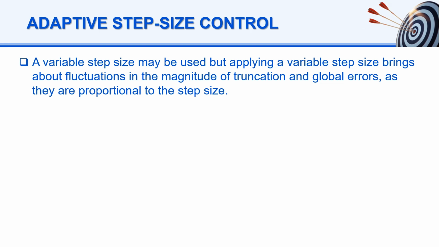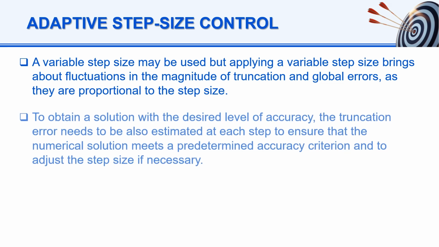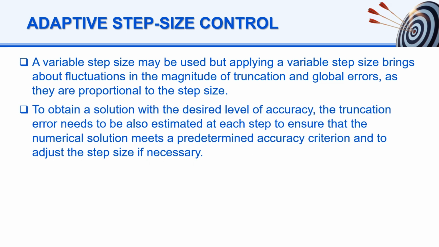A variable step size may be used, but applying a variable step size brings about fluctuations in the magnitude of truncation and global errors, as they are proportional to the step size. To obtain a solution with the desired level of accuracy, the truncation error needs to be also estimated at each step to ensure that the numerical solution meets a predetermined accuracy criterion and to adjust the step size if necessary.